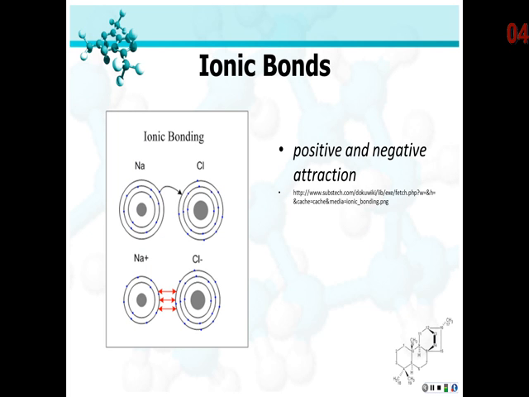The chlorine has 7 electrons in its outer or valence shell and is only 1 away from being stable with 8 electrons. It will accept the electron given up by the sodium and now have more electrons than protons and become negatively charged. Now the sodium and chloride are held together with an ionic bond due to their positive and negative charges.